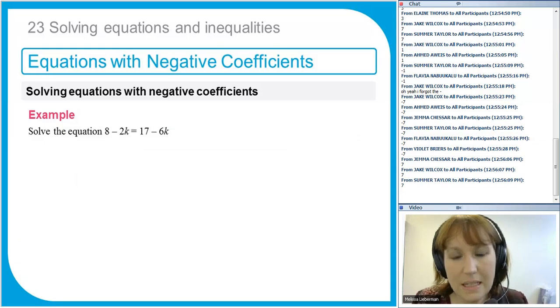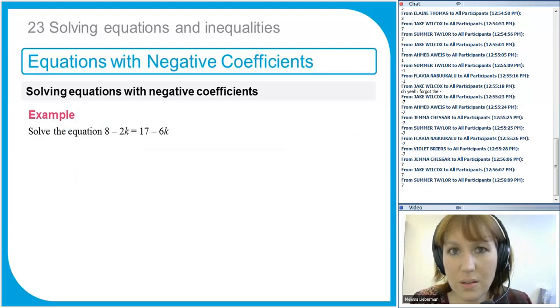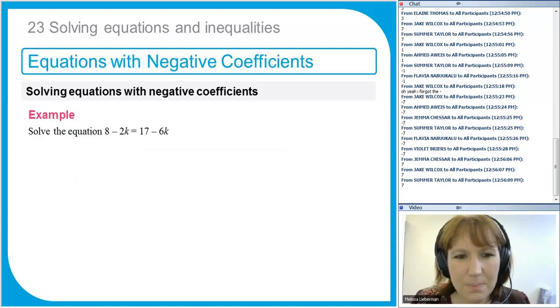Okay, here's another slightly more difficult one. This time we've got letters on both sides of the equation, and both of them have got negative coefficients, so both of them have got negative numbers in front of them, so it's going to be a little bit trickier. What should we do? Should we sort out the numbers first or the letters first? I can't remember what I did in the example.